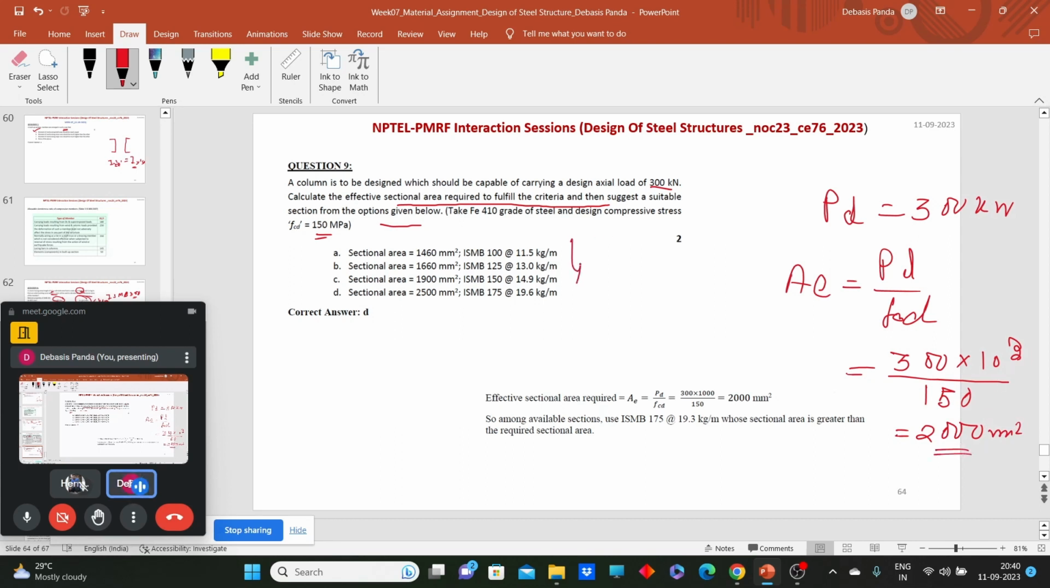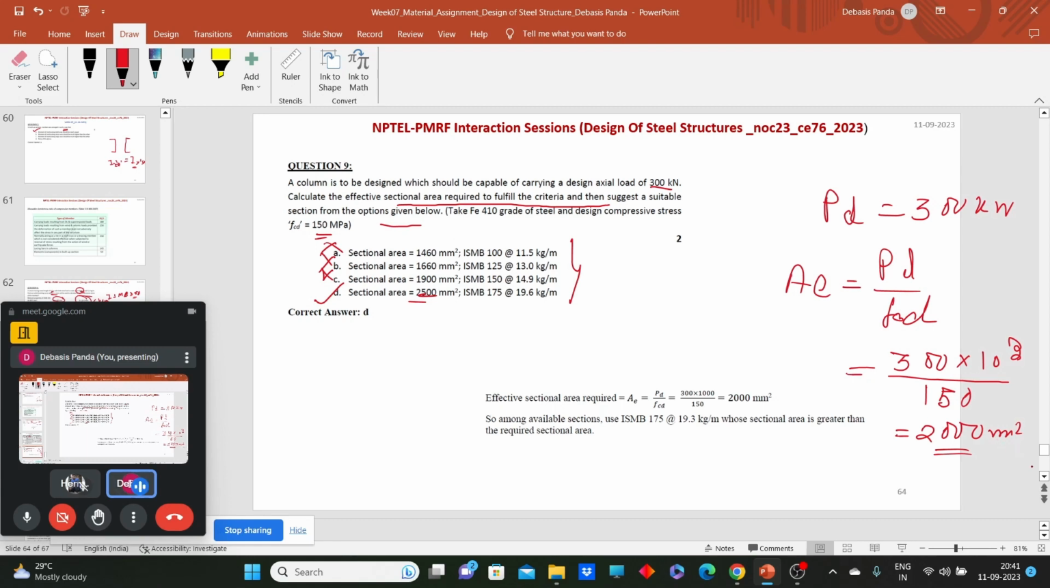Obviously, we need to provide a section with more than this area. So now look for the options. The first option says sectional area of 1460. That means it is less than your 2000, so this is not the option. Now the sectional area is 1660, that is also not the case. Sectional area is 1900, again this is not the case. Now sectional area is 2500. Yes, we can go with this section. So this will be our right answer.